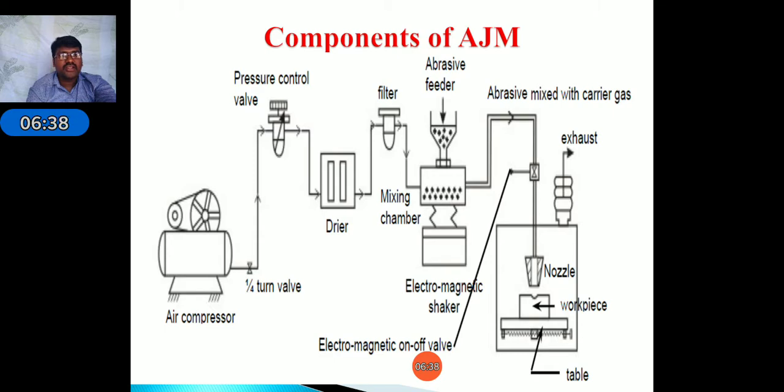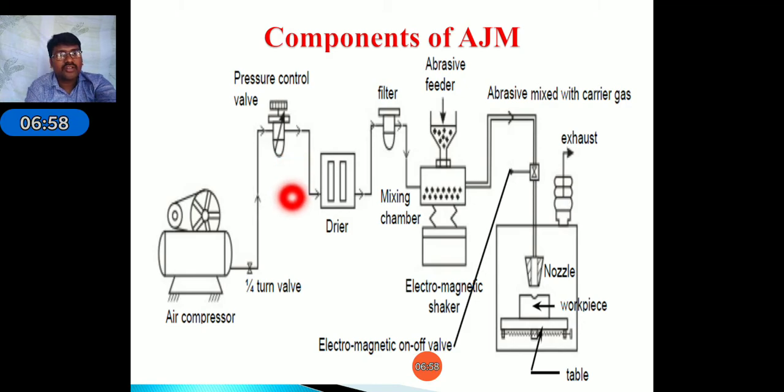Okay. Next, it is the diagrammatic representation of AJM. It consists of, first, an air compressor. From the air compressor, the air will flow from here to here. Before the process, a pressure control valve is there. By using this pressure control, we will control the pressure.